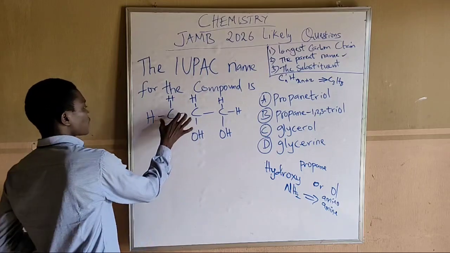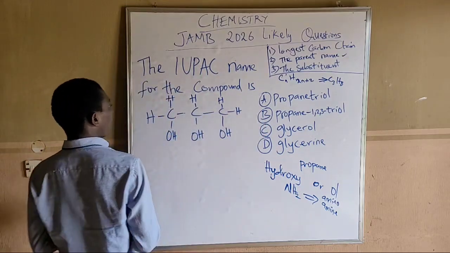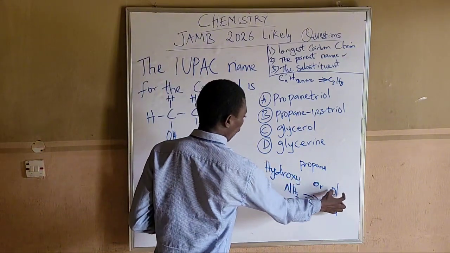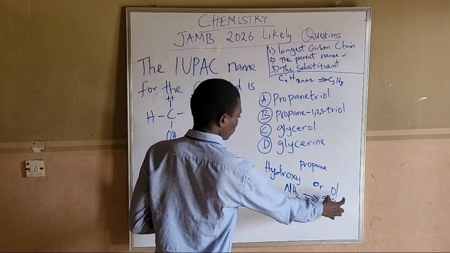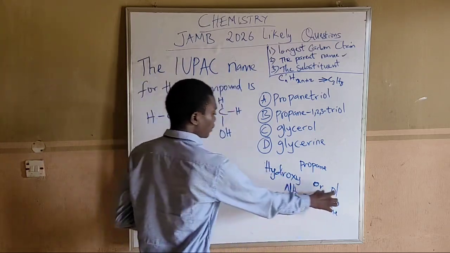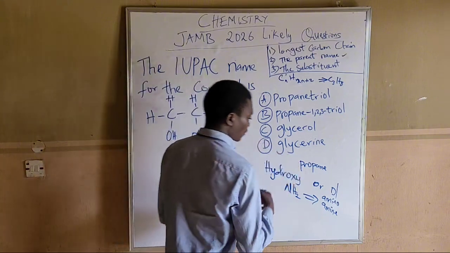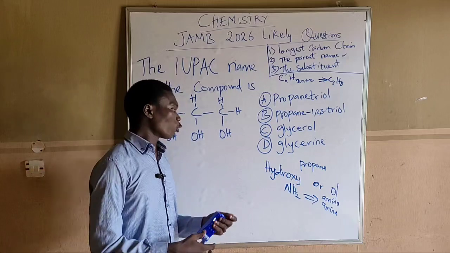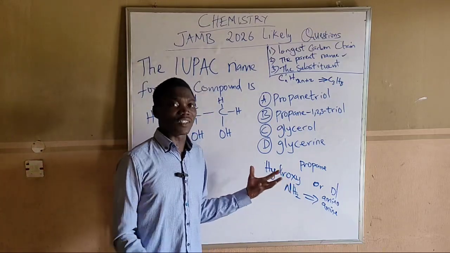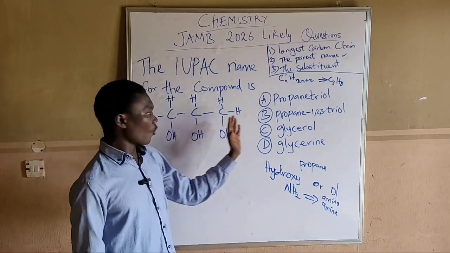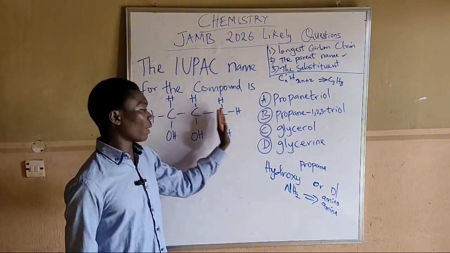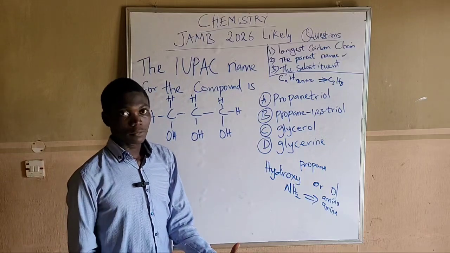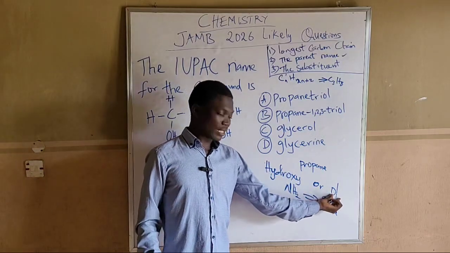Now, since we already know that it is propane, let's name it. In this case, it is called ol. Why? It serves as a suffix. There's what you call suffix and prefix. If I want to name OH before the compound name, as a prefix, I will call it hydroxy. Or if I want to name it after, I call it ol.